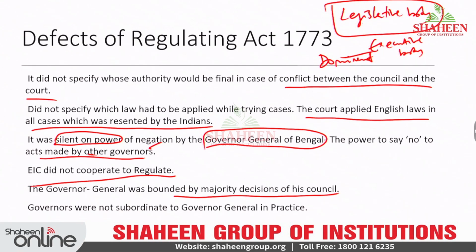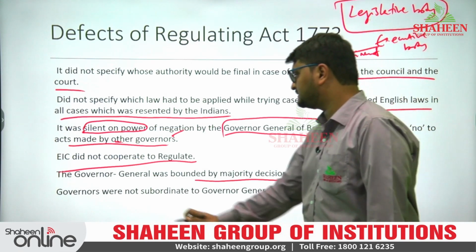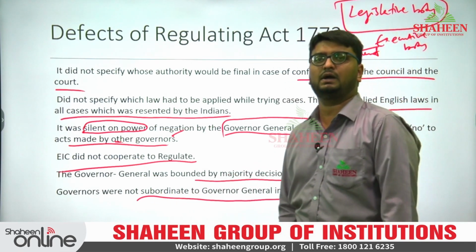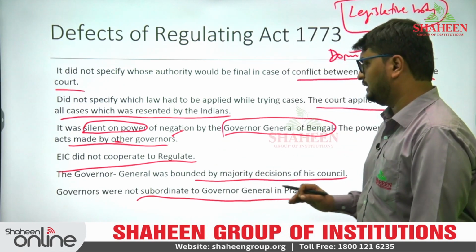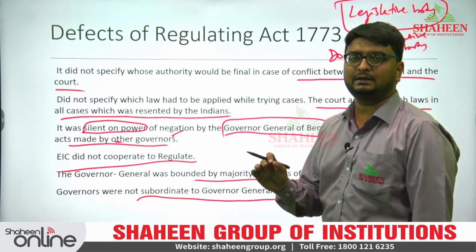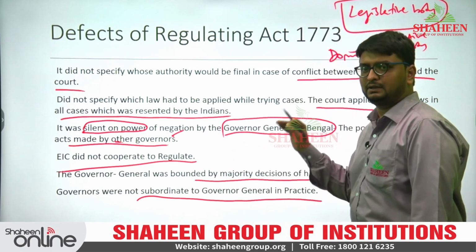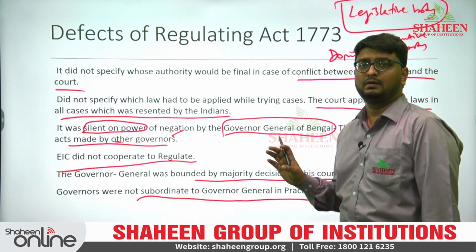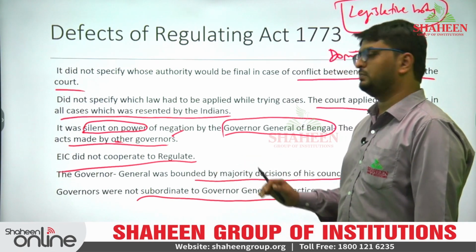So why was this change made? The governors were not subordinate to the Governor General in practice. This was also a defect of the Regulating Act of 1773. The Regulating Act said that the Governor of Bombay and the Governor of Madras have to be subordinate to the Governor General of Bengal. But what happened in reality was that they were not subordinate to him.